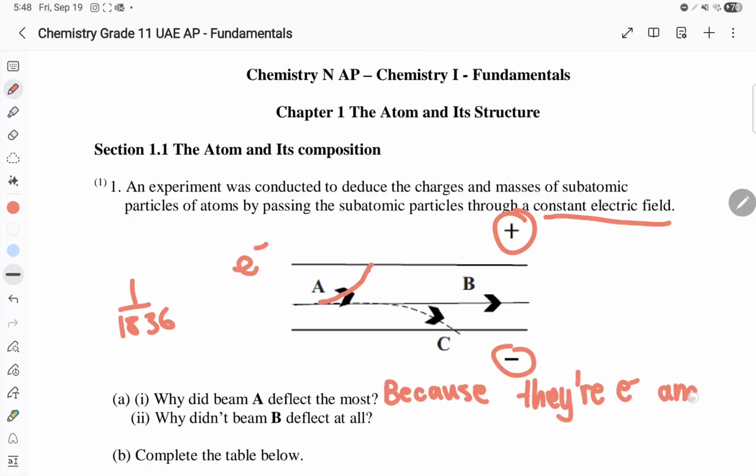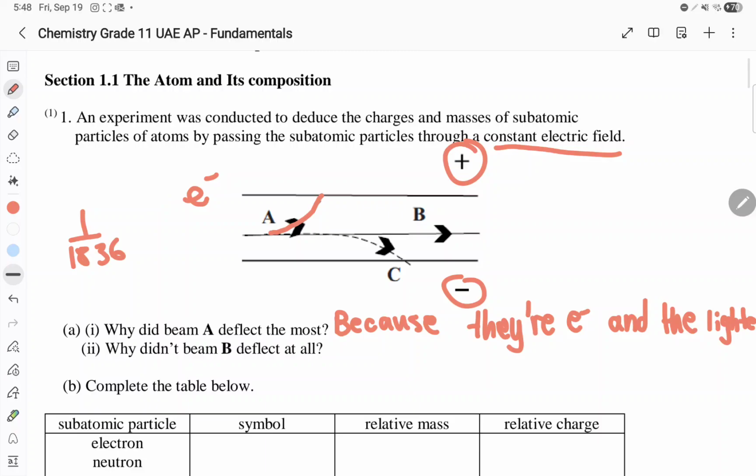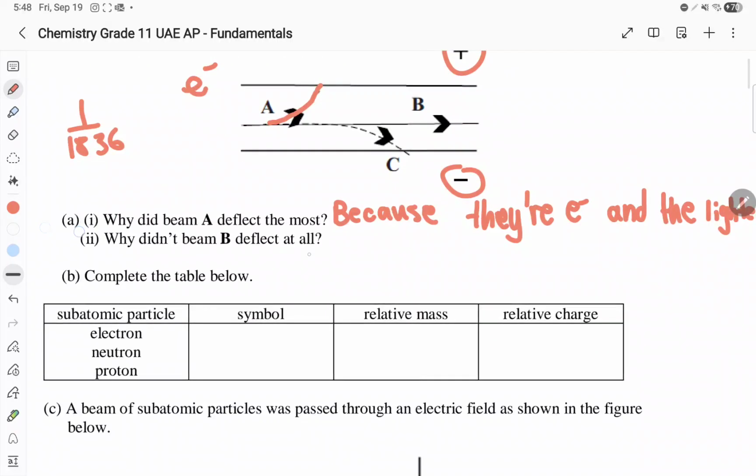and the lightest. I won't write all the answers. Lightest. Now, why does beam B not deflect at all? It's because they are neutrons and they have no charge, so they're not attracted to anything. They are neutral. They're not affected at all.